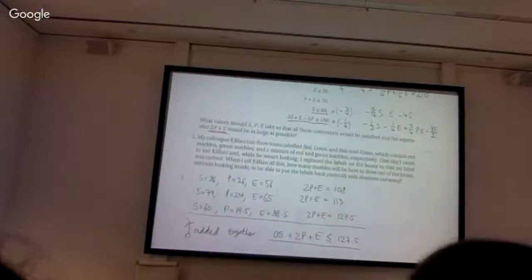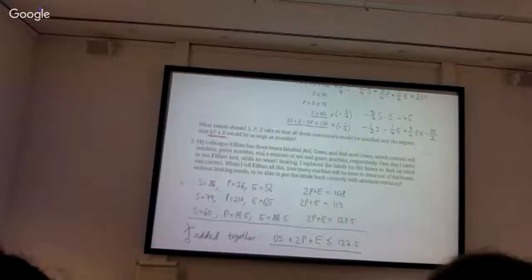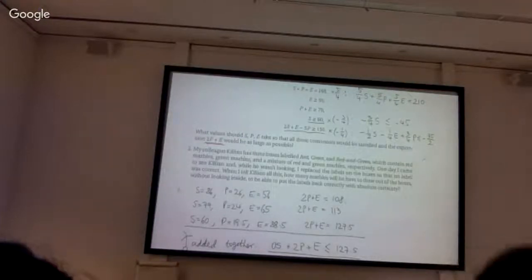Aha. Really 72.5? 117.5? Oh, I don't know. I hope not, because I've got 127.5 there. I would contradict myself. Okay, so what have we shown? We've shown that if you have numbers S, P, and E that satisfy these constraints, namely this one and the last two, then it also satisfies this inequality down here: 2p plus e is less than or equal to 127.5.